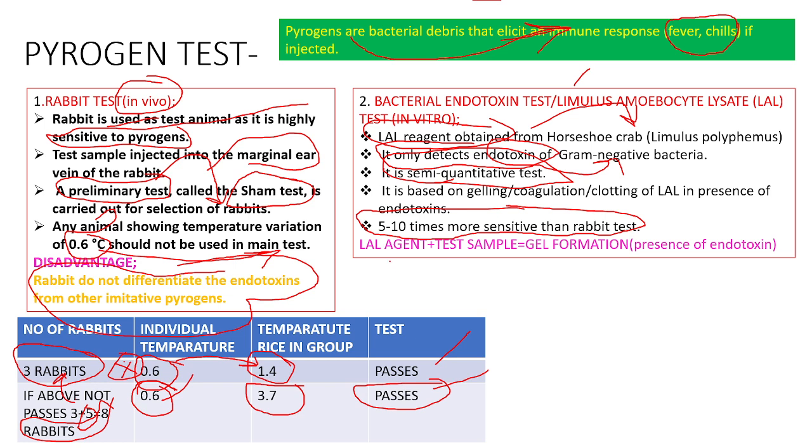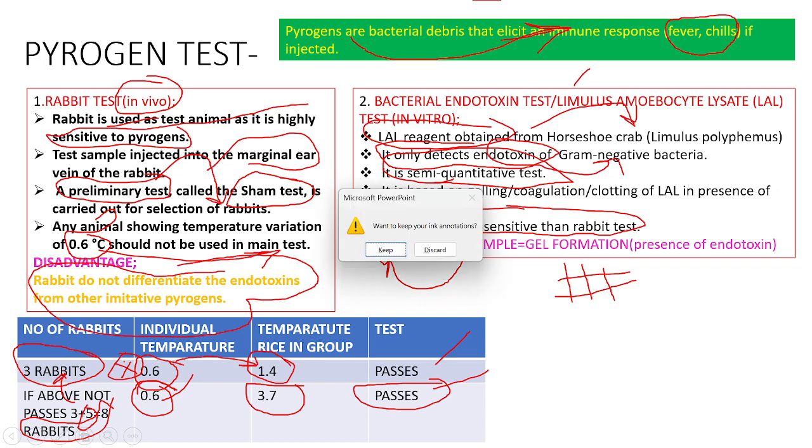Here we have added the LAL reagent, that is the blood of the horseshoe crab, to the test sample. After adding the test solution to the LAL reagent, if there is formation of a gel, it simply indicates the presence of endotoxin. So this test can be used as a quality control test for parenteral dosage forms.